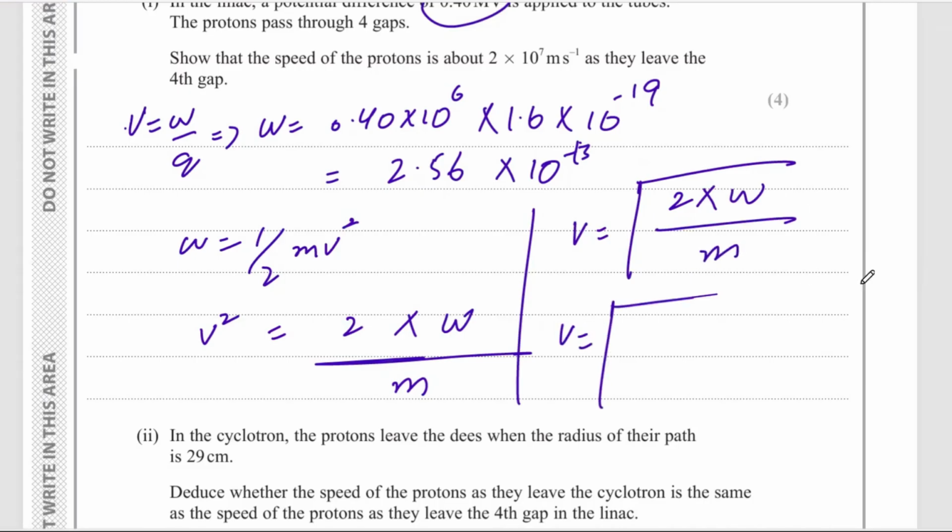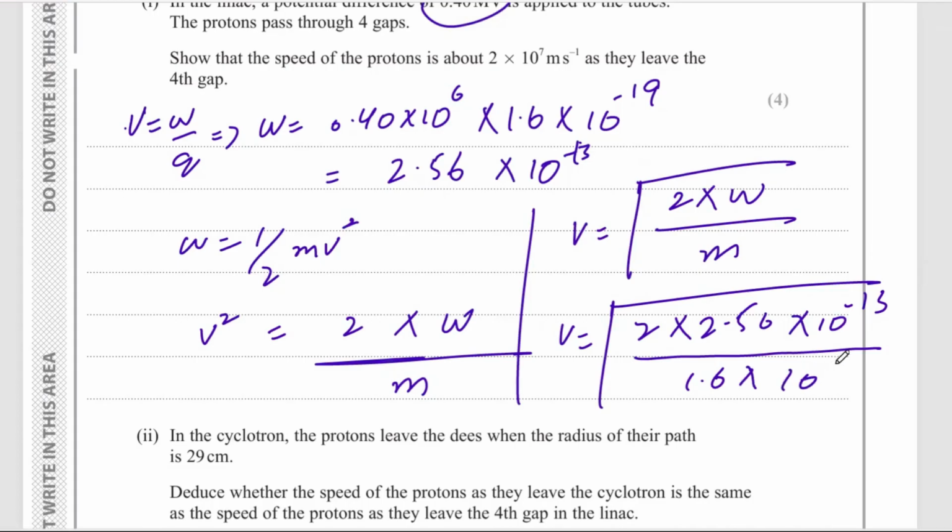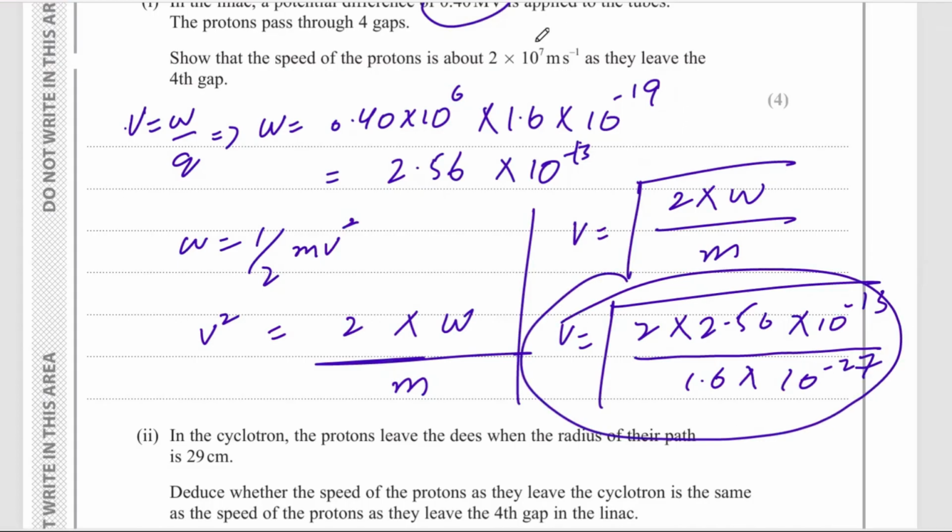So I'm just going to plug the values in. 2 times the work done. Work done is going to be 2.56 times 10 to the power of negative 30 divided by the mass of the proton. If I'm not wrong, the mass of the proton will be 1.6 times 10 to the power of negative 27. And when you work this down, the velocity would be somewhere around 2 times 10 to the power of 7, which for me is 1.75 times 10 to the power of 7 meters per second, right? That is how we're going to work out the speeds.